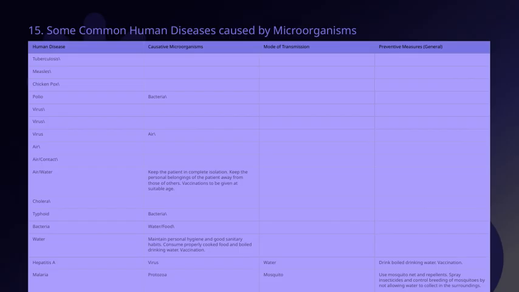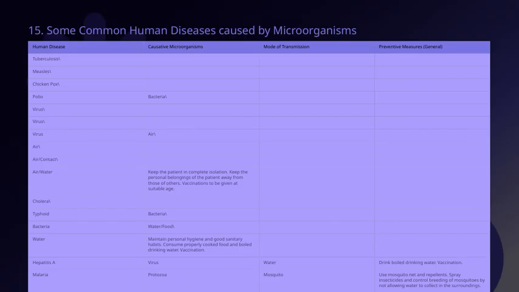Vaccinations are also crucial and should be given at the appropriate age. Moving on to diseases like measles, chicken pox, and polio, all are caused by viruses and also spread through the air, often via coughs and sneezes. Preventive measures include vaccinations and maintaining good hygiene practices.